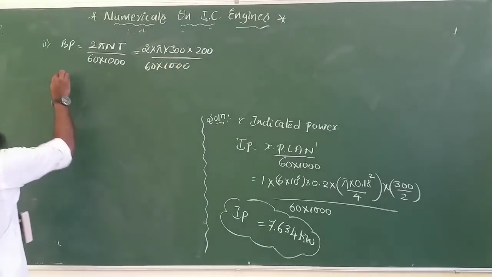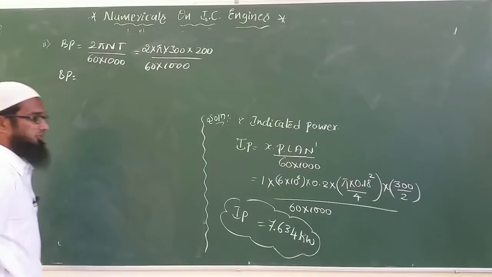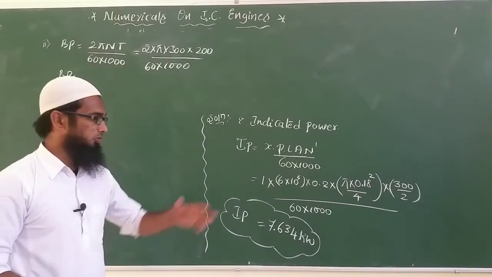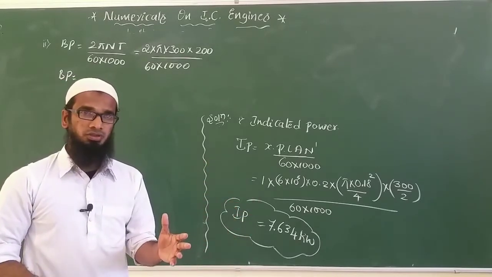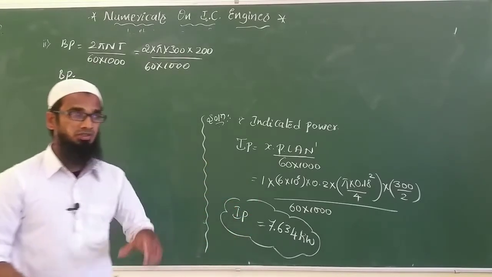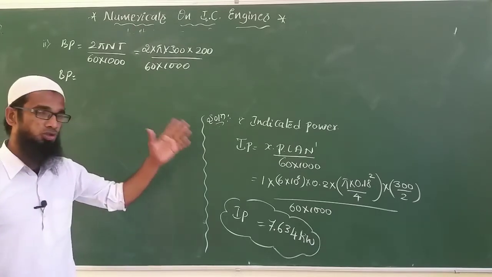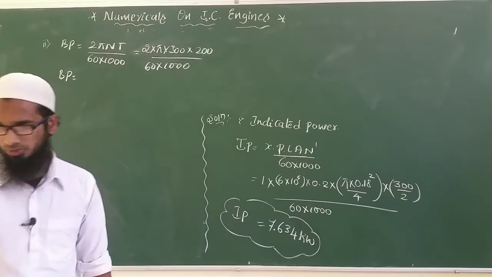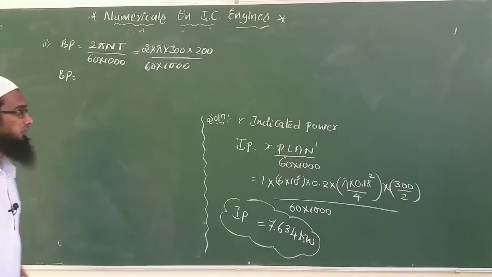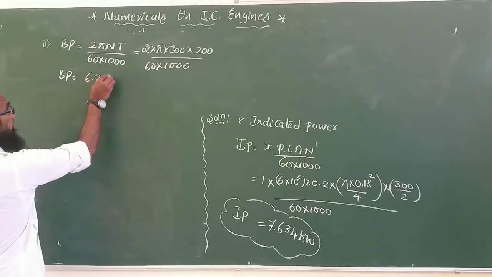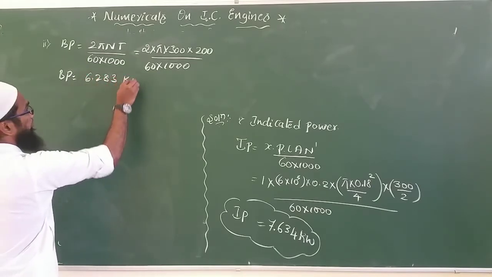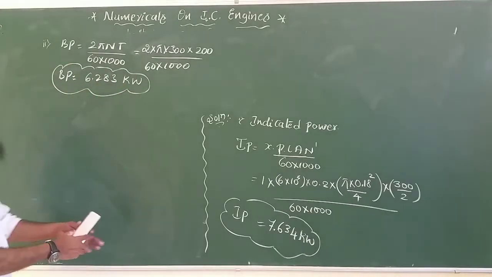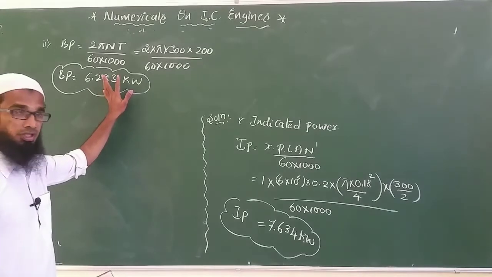So I'll get the brake power here. This is the actual power which we are getting for external usage. Indicated power means the power we have generated because of the combustion of the fuel inside the cylinder, but this is the actual power we are getting with the help of the crankshaft here. Now the brake power is 6.283 kilowatt. When you simplify this, I get 6.283 kilowatt here.